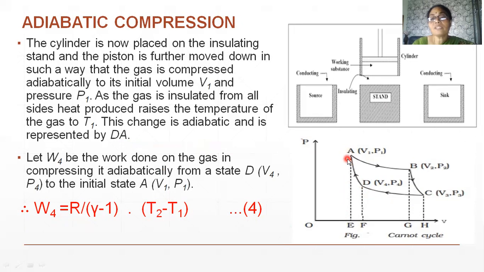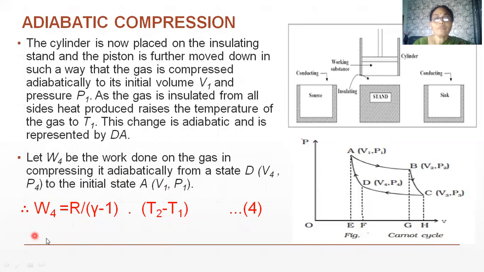In the process of compression, let W4 be the work done on the gas in compressing it adiabatically from stage D to A. So DA represents the adiabatic compression process. Now let's see the work done in this process. W4 represents the work done in the adiabatic compression process, given by the expression R by gamma minus 1 into T2 minus T1.